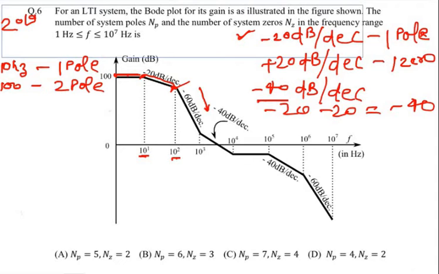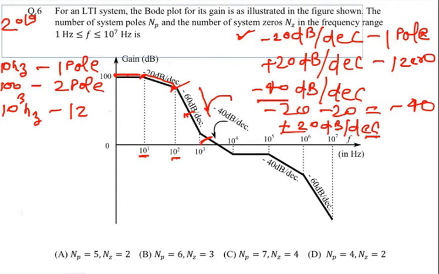Now at this corner frequency 10 raised power 3 Hz, the slope is reducing, minus 40 dB per decade. Here it was minus 60 dB per decade, now minus 40 dB per decade means the slope is added by 20 dB per decade. If the slope is added by plus 20 dB per decade, it means 1 zero.